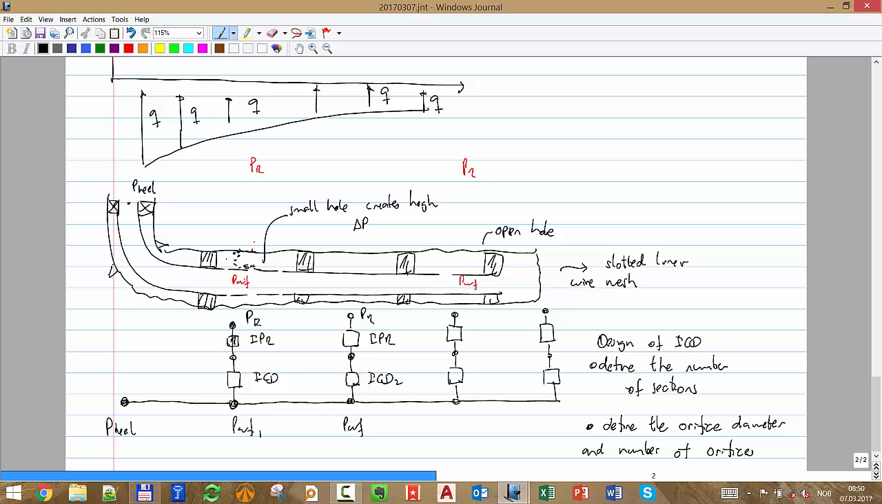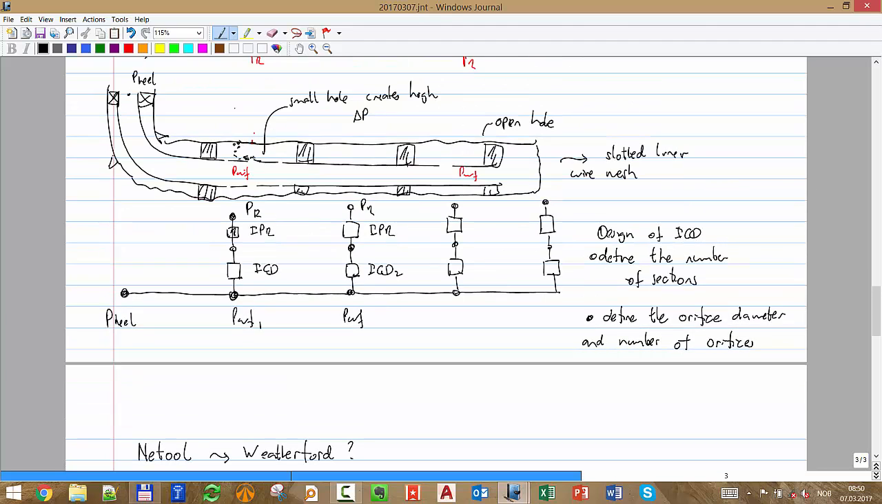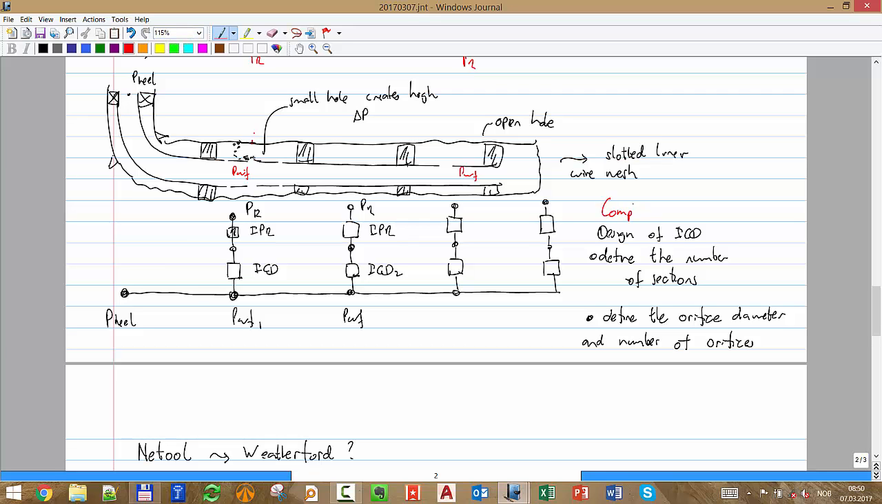Is that clear? So in that case, I create this network that I have to solve. Some commercial tools to do that, maybe some of you will use it in your professional life, are NetTool. I think it's from Weatherford, but just check. I'm almost sure it's Weatherford. That's called completion design. This goes inside another course that we don't teach, unfortunately, here at the department, but that's completion design.